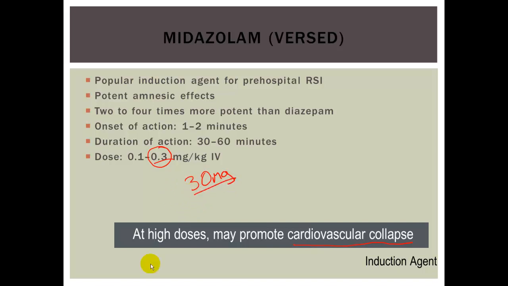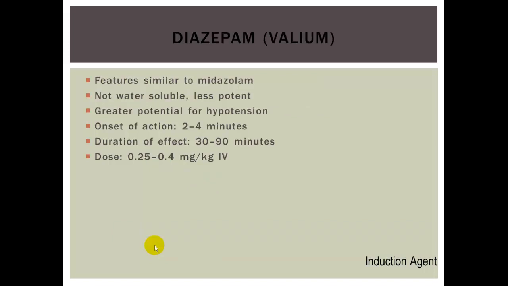So the point is that we can use other agents that are specifically designed for this. Diazepam or Valium has features similar to midazolam, but is not soluble in water. It's less potent, with great potential for hypotension. Onset of action is in 2 to 4 minutes. Duration of effect is about 30 to 90 minutes. Doses are 0.25 to 0.4 milligrams per kilogram. That is a large amount of Valium. A 100-kilogram patient would receive 40 milligrams of Valium. Sticking closer to this range, a 10 milligram total dose might be more appropriate.